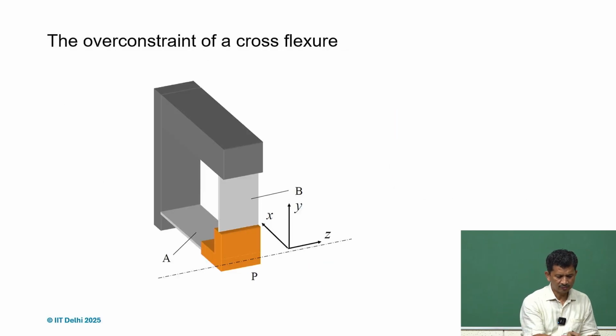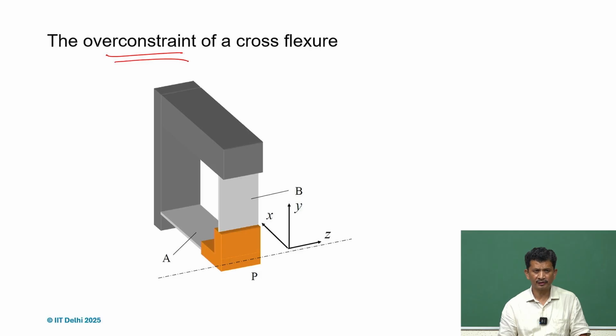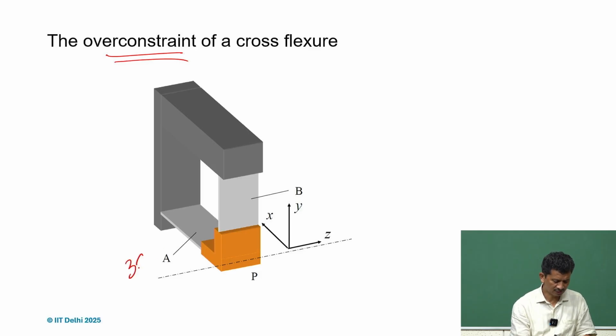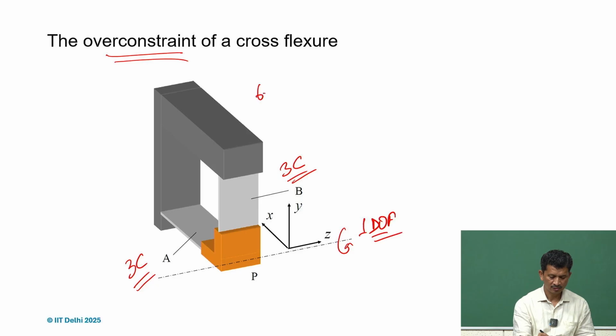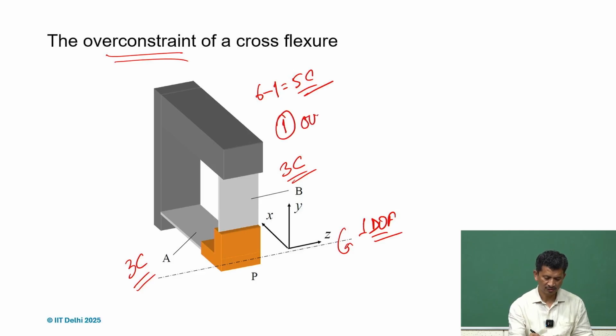Another thing we also have to remember is that this is an over-constrained design. One sheet flexure gives you 3 constraints, and the other also gives 3 constraints. In parallel combination, 3 plus 3 is 6, but we know that it can rotate, it has one DOF. So 6 minus 1 means 5 constraints should be there, but we have 6, so there is 1 over-constraint.